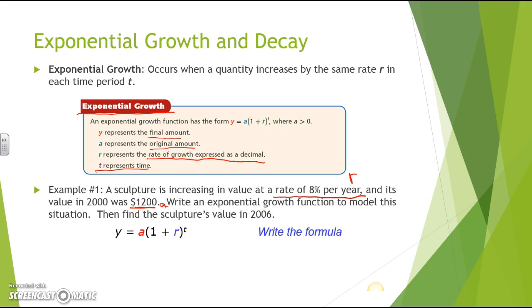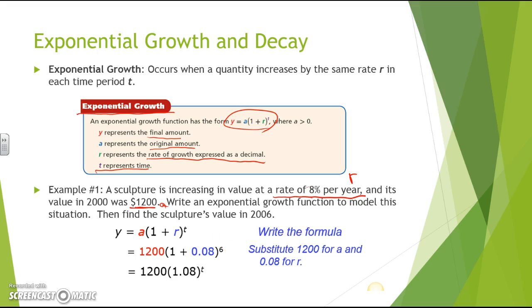The way to set this up is using the formula y equals a(1 plus r) raised to the t power. It's the same formula shown in the box here. We'll fill in the values given. My rate, r, is 8%. We need to change that to a decimal, 0.08. Remember, move the decimal 2 places to the left to go from percent to decimal. My original amount is 1,200. So it's 1,200(1 plus 0.08) raised to the 6th power.